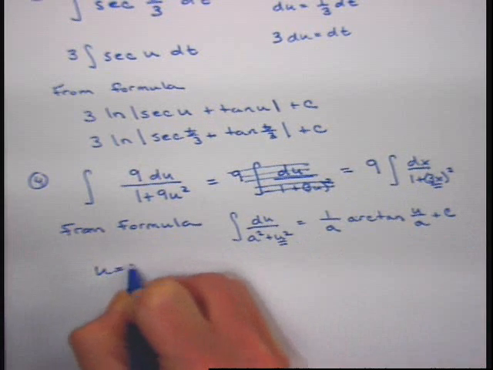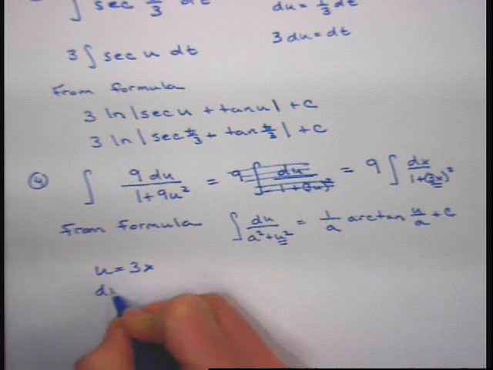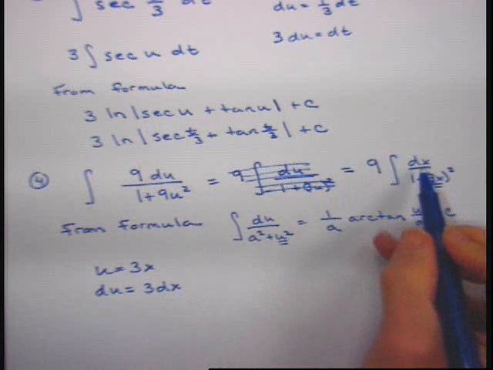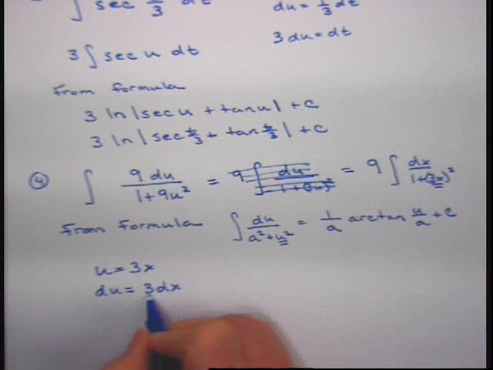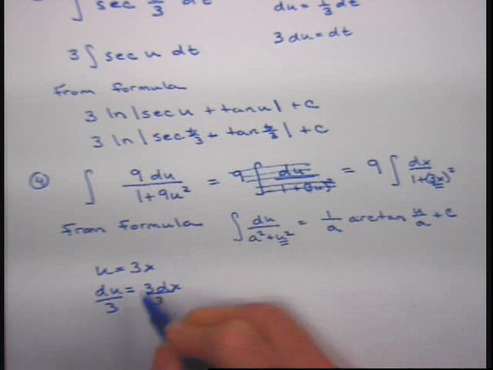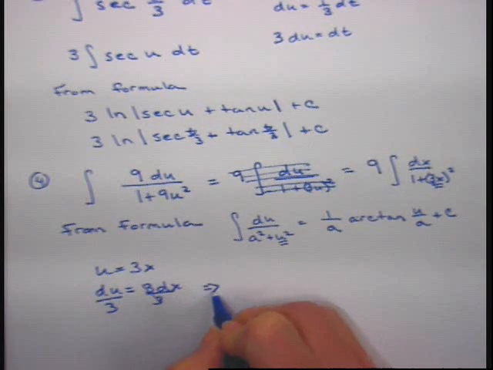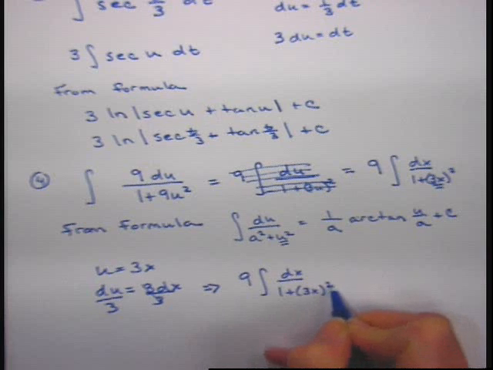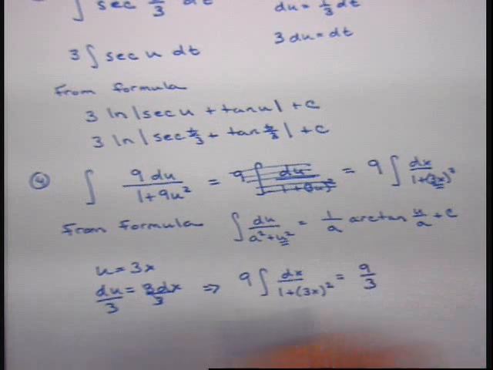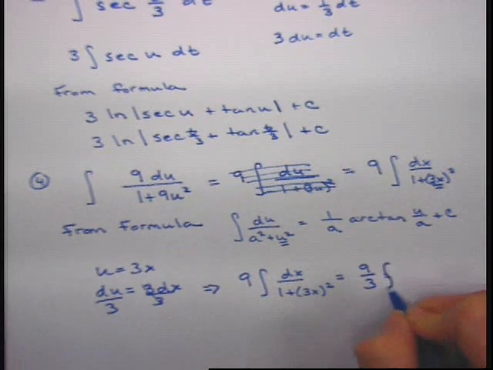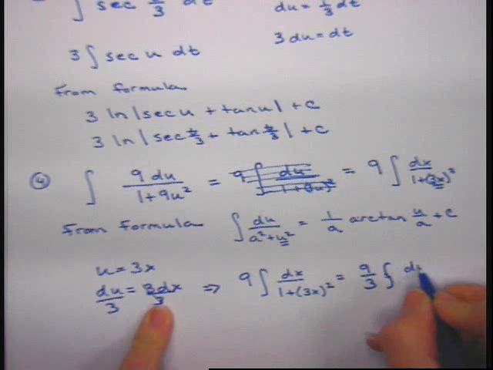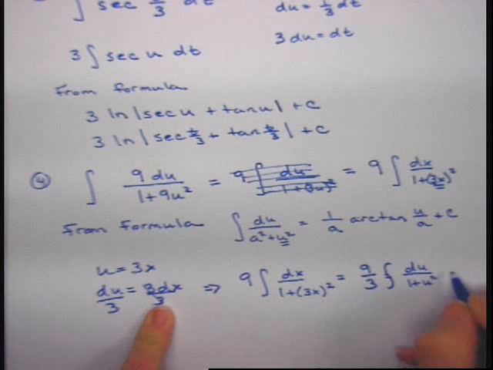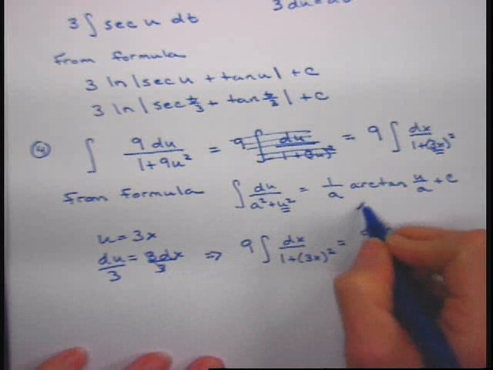So u is equal to 3x, and so then du is equal to 3 dx, right? So if we want to replace dx with du, we need to do a 1/3. And so back to this, 9 antiderivative dx over 1 plus 3x squared will be 9 over 3, because I'm going to put my 1/3 out, and then antiderivative du over 1 plus u squared. And so now it's exactly in the form that we need.